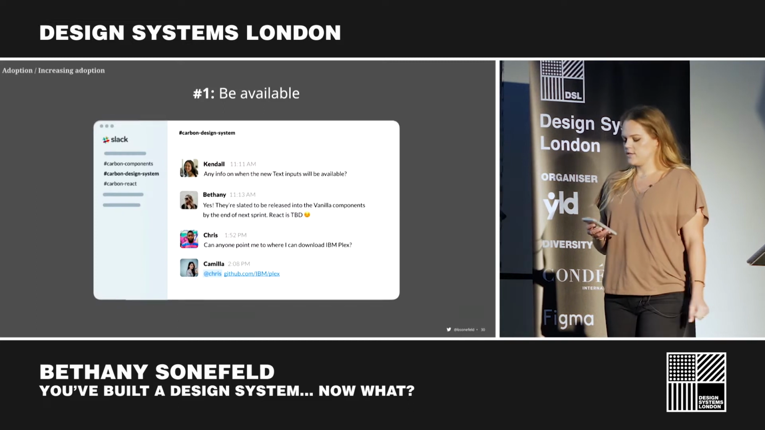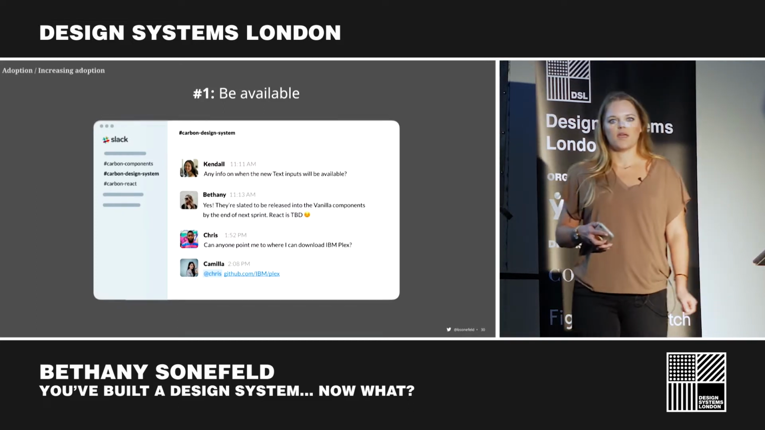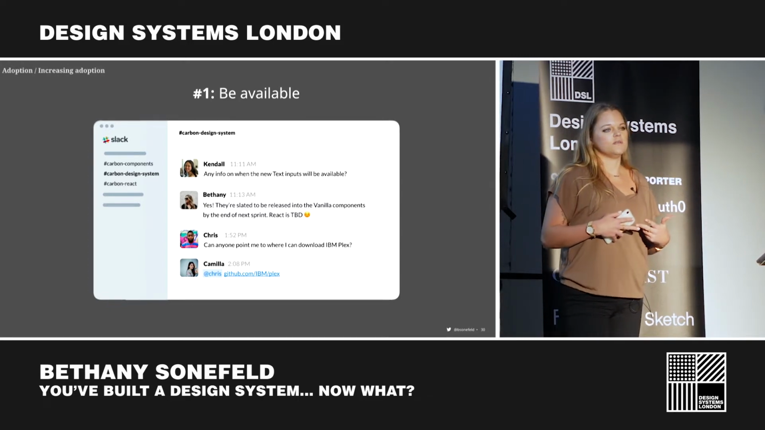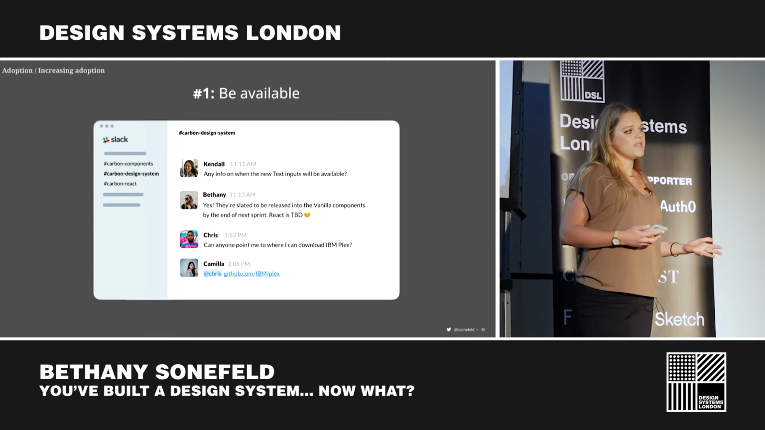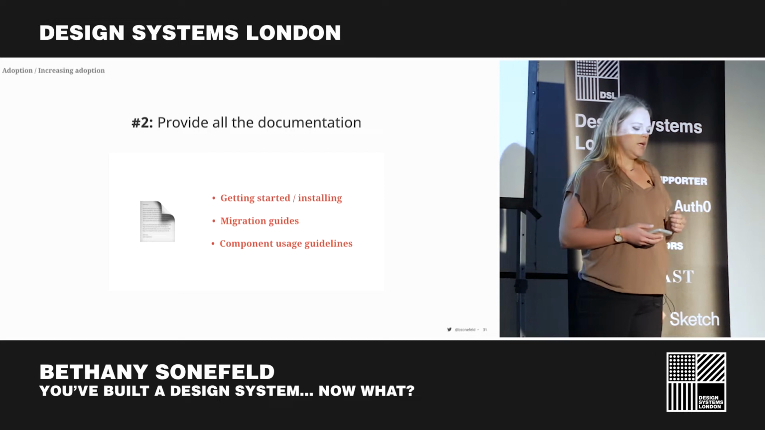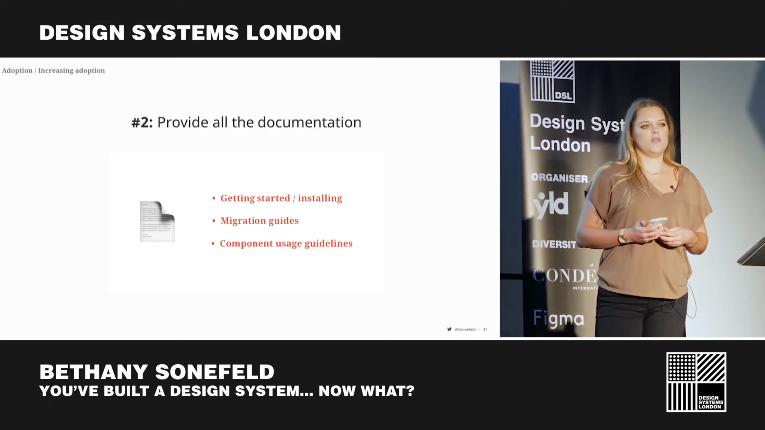Secret number 1 is just be available. I know it sounds kind of simple, but honestly, just answering people's questions in a timely manner on Slack or email, just letting them know that there's a team behind this thing is really important to help you build credibility. Secret number 2 of increasing adoption is to provide all the documentation that you can think of.